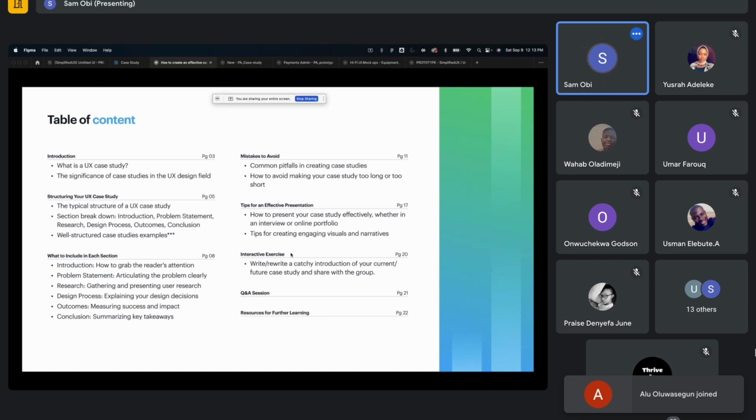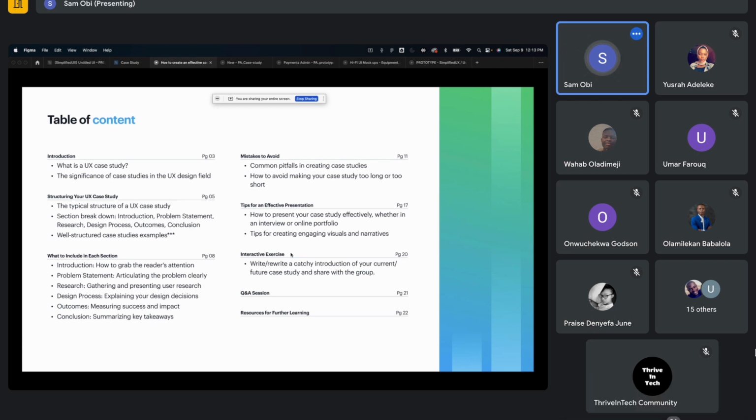So you would be able to see what I have. It may be the same with yours, it may be different from yours, it may be worse than yours, it may be better than yours. I don't know. But I know for sure that the things that should be included within a case study are the things that would help you move forward and pass the case study presenting stage of any interview. And then we're going to talk about structuring your case study, what a typical structure should be like, and then breaking down the different sections of a case study.